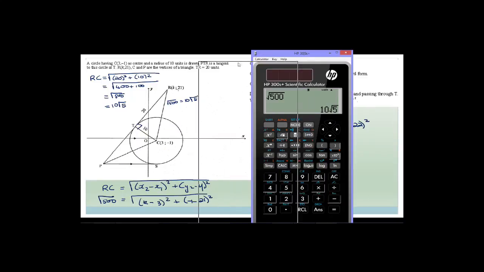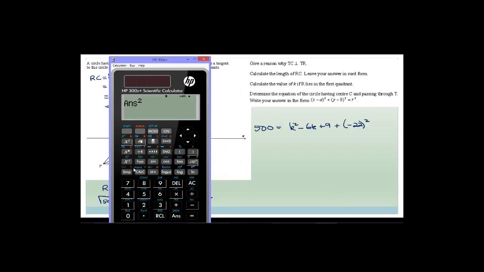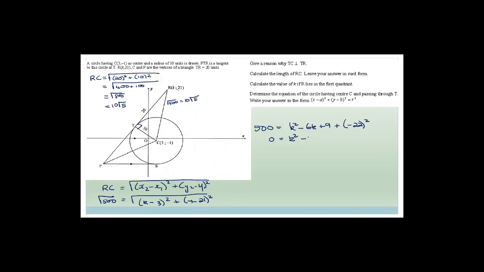Okay. So then do you agree that we've got 500 is equal to k squared minus 6k plus 9 plus, this is minus 22 squared. Okay, so let's work that out. We've got 22 squared, 22 squared equals 484. So we've got 0 is equal to k squared minus 6k plus 9 plus 484 minus 500, which equals k squared minus 6k.